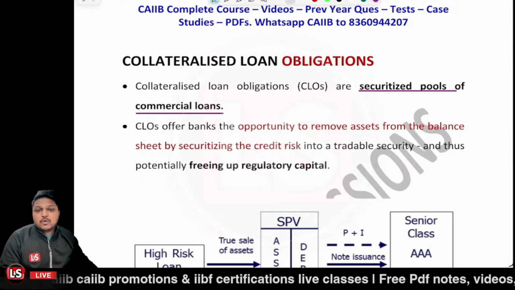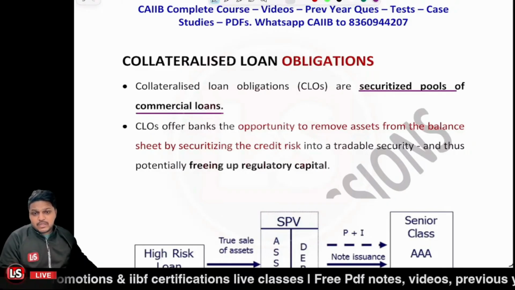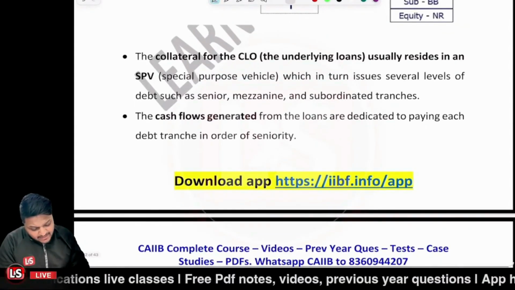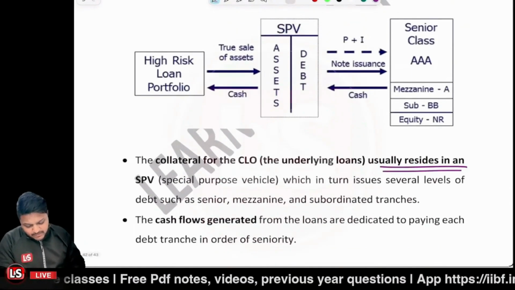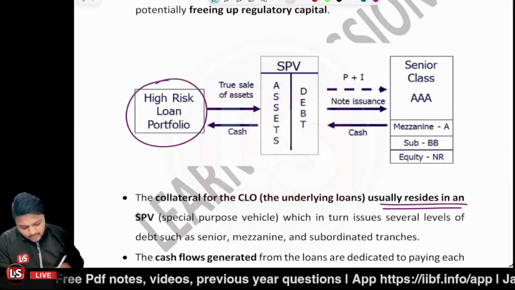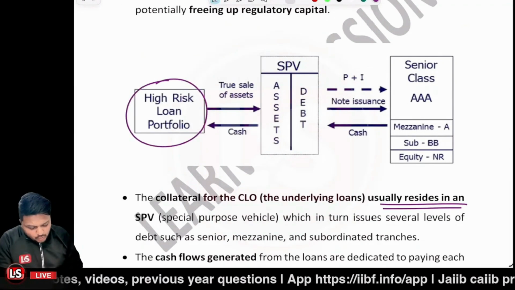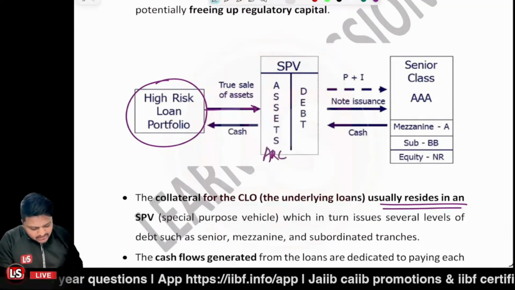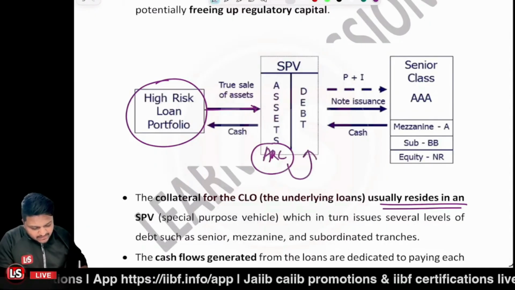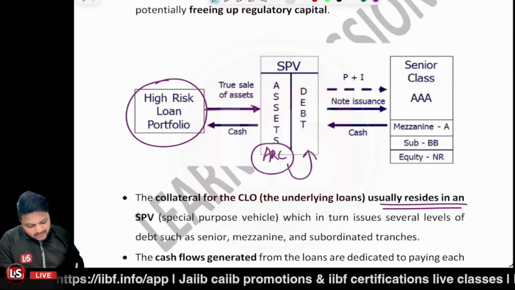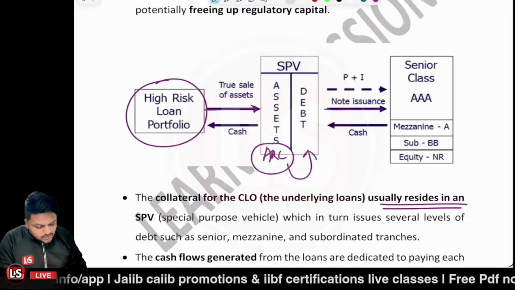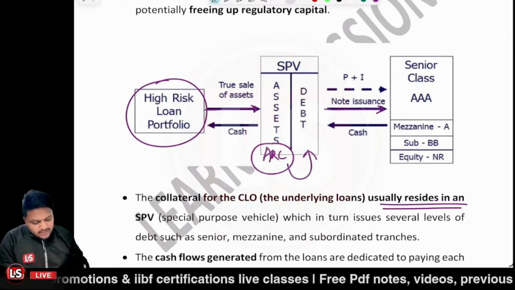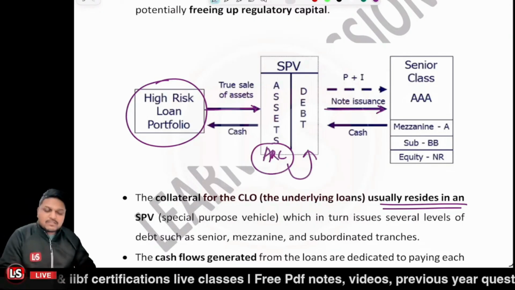Now let's have a look at the CLO. So the collateral for the CLO usually resides in an SPV. Just look at this particular picture. So there is a high risk loan portfolio and there is a true sale of the asset. As I told you, the ARC is going to purchase these assets and create an SPV, that is a special purpose vehicle. And then it's going to issue the notes. We say them to be credit linked notes or security notes, whatever you name it. And further, the investors are going to invest into it, right?